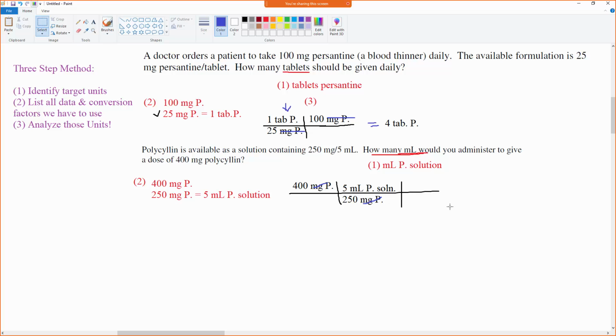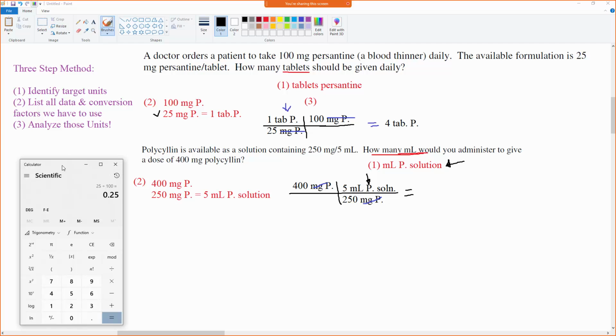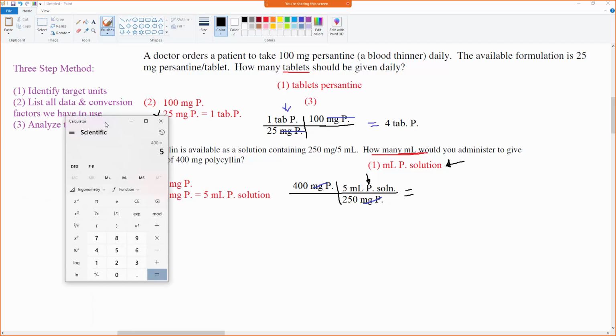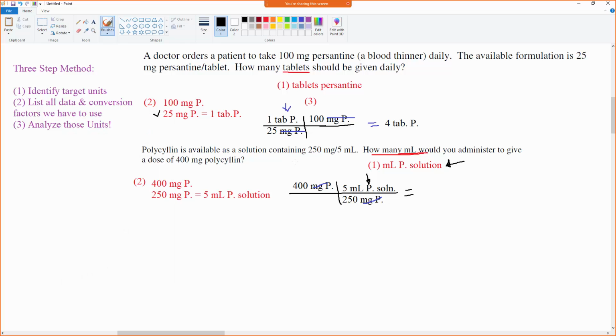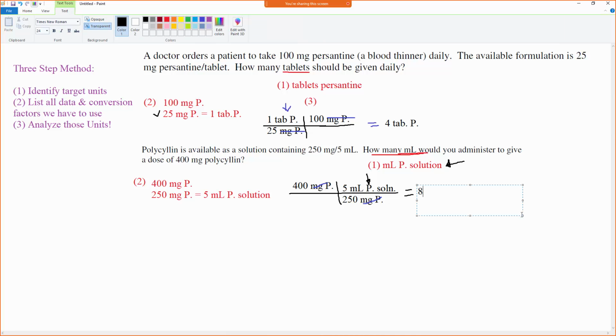Thank you, Sarah. I was trying to trick you guys into thinking that there was more, because that's a very common mistake to make, to keep calculating until whatever. And this is why I tell you to identify those target units. When you hit the target, you stop and you just say, I'm done. I'm going to plug it in. All right, so in this case, we've got 400 times 5 divided by 250. And that gives us 8 milliliters of solution in our dose that we're going to administer.